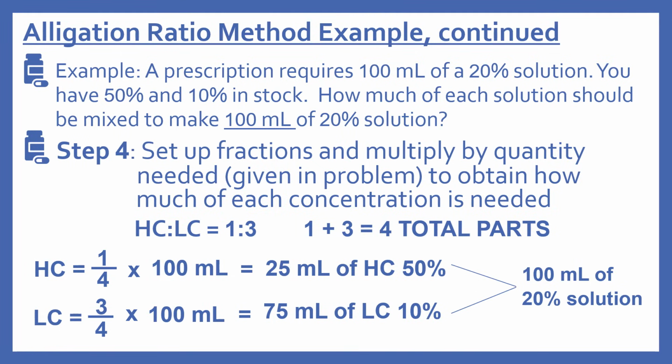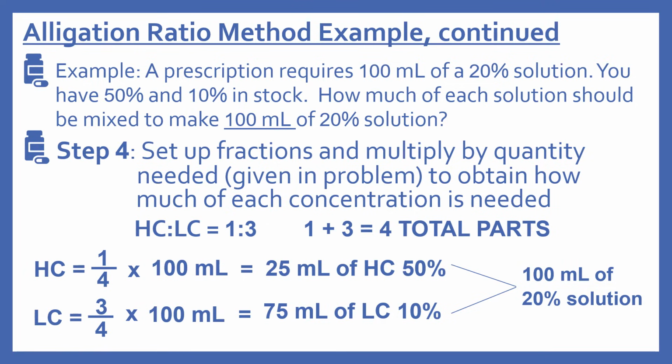Okay, so for our HC, our high concentration, the ratio value for it is 1. So our fraction will be 1/4 because there are 4 total parts, so 1 over 4. And then times 100 milliliters because that is our quantity to be made. And if we do the math there, we do 1 times 100, then divided by 4, will give us 25 milliliters of the high concentration, which is the 50% solution.